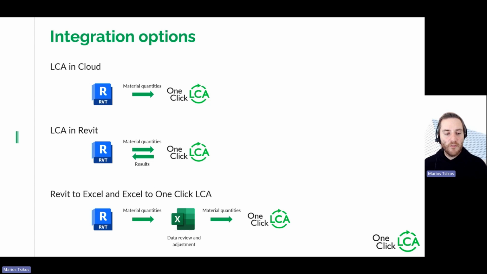And finally, we've got the Revit to Excel and Excel to One Click LCA option. So that means that we get the material quantities from Revit with any of the two options, either directly or we can define the scope first and then send them to One Click LCA, where we can then download this information in Excel format. We can review this information, we can adjust the data, we can add more materials, remove some materials that might not be relevant for our assessment, and then finally we can upload the Excel file instead to One Click LCA.